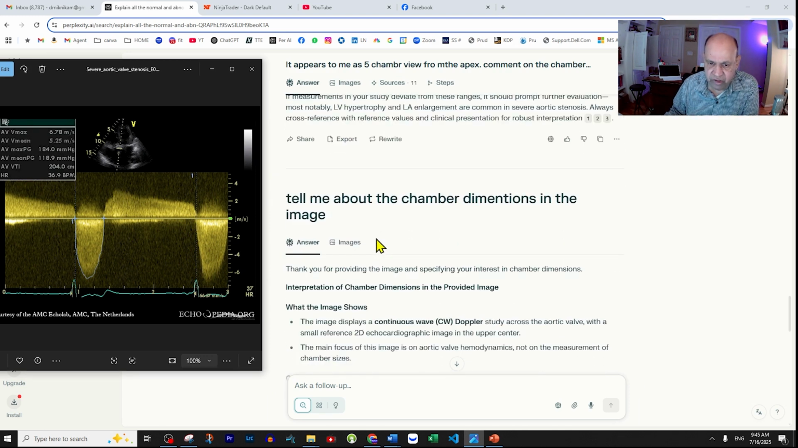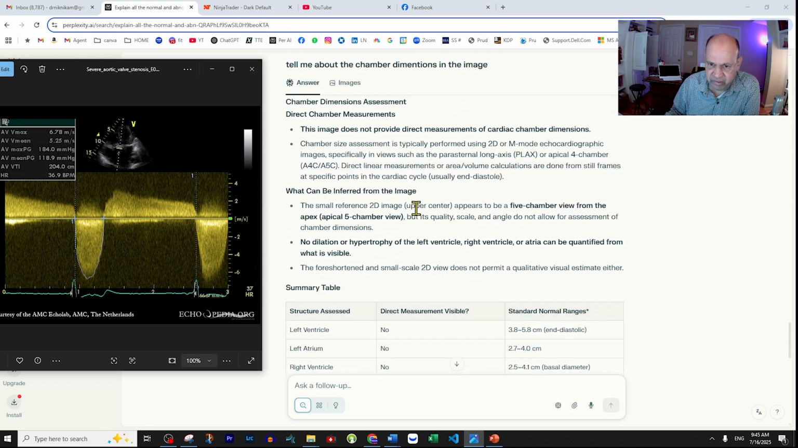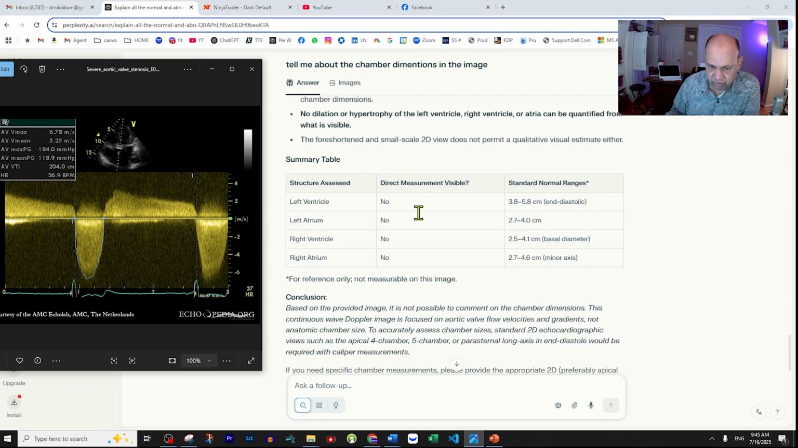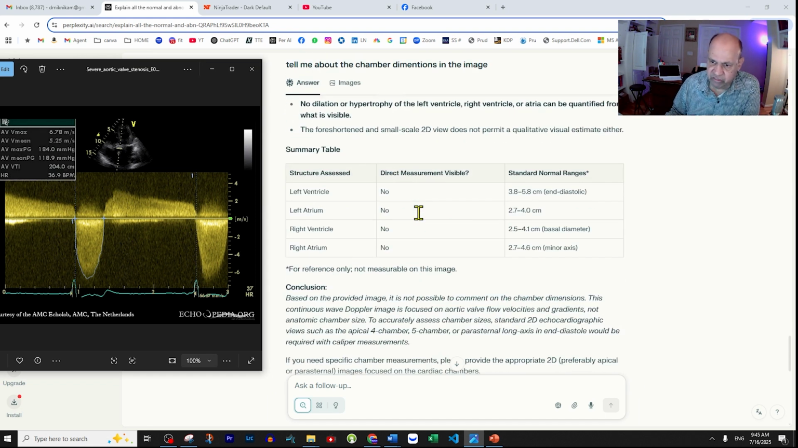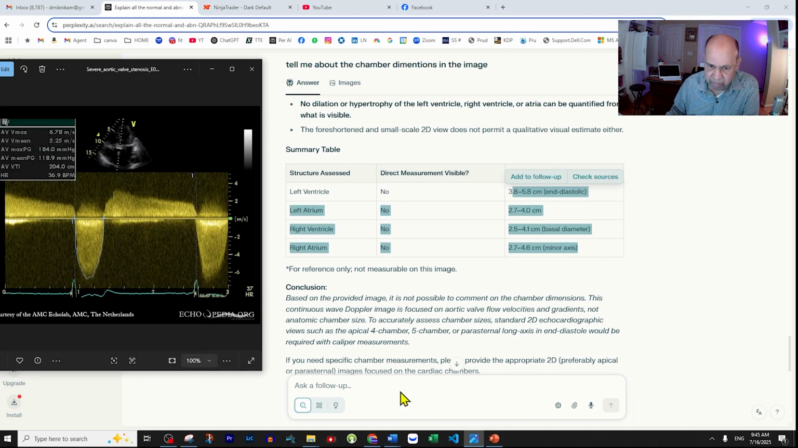The next thing I asked was, tell me about the dimensions of the chambers in the image. It could not really give me an appropriate answer because it couldn't find any numbers. If there were some measurements, it would have probably said it, but it just gave me the normal ranges, which is nice to know because these are important things to keep in mind.